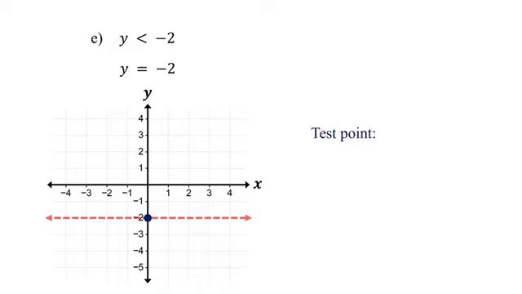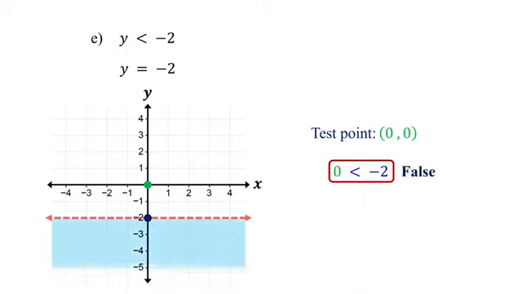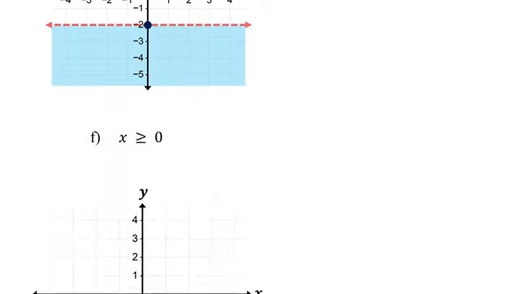Pick a test point that is not on the line. You can use the point 0, 0. Substituting it into the inequality gives 0 less than negative 2, which is false, right? So shade the region that does not contain the test point. That's your graph. Now, what if the boundary line is vertical?